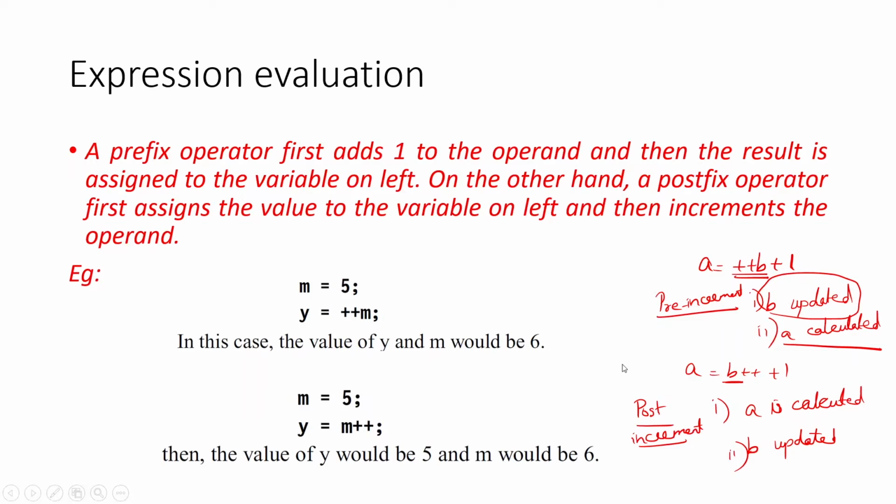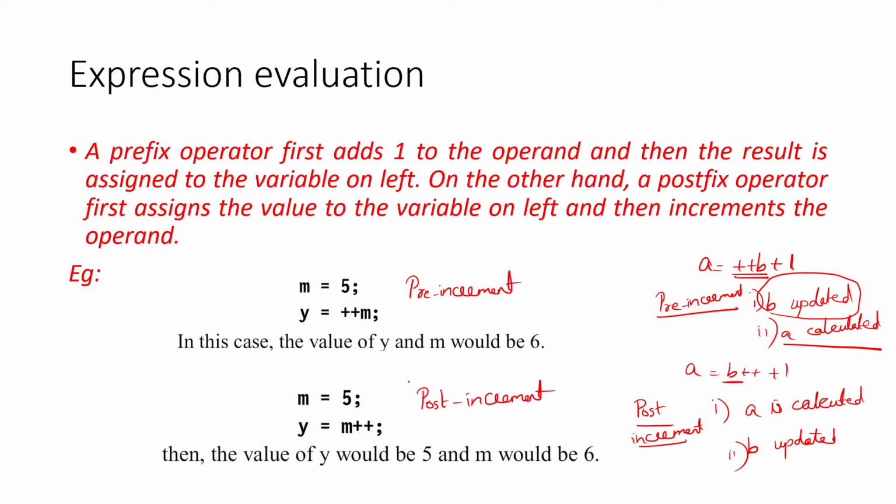But if you write like this, m equals 5. So m plus plus means post increment: first the value is directly used in the expression. So m is initially 5, so y is assigned 5 and then m is incremented to 6. So you can see that this is an example for pre-increment and this is an example for post-increment.